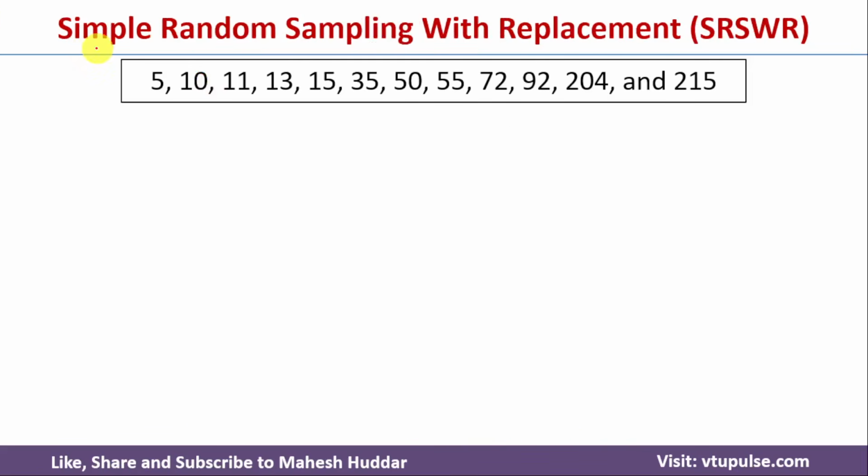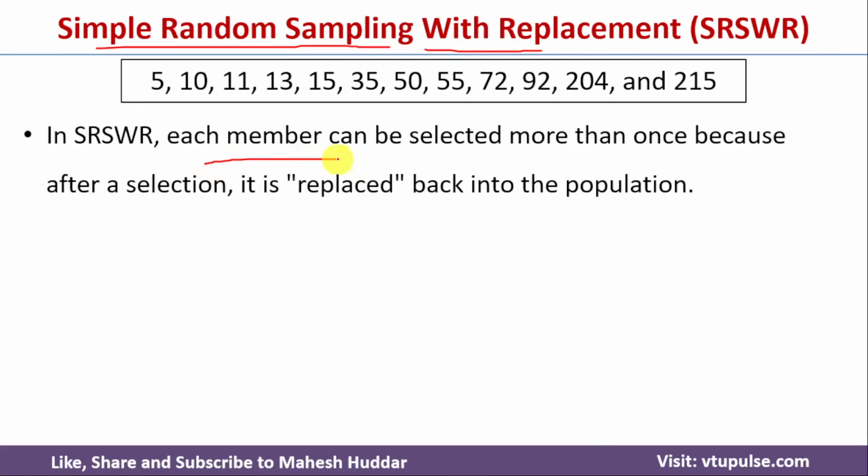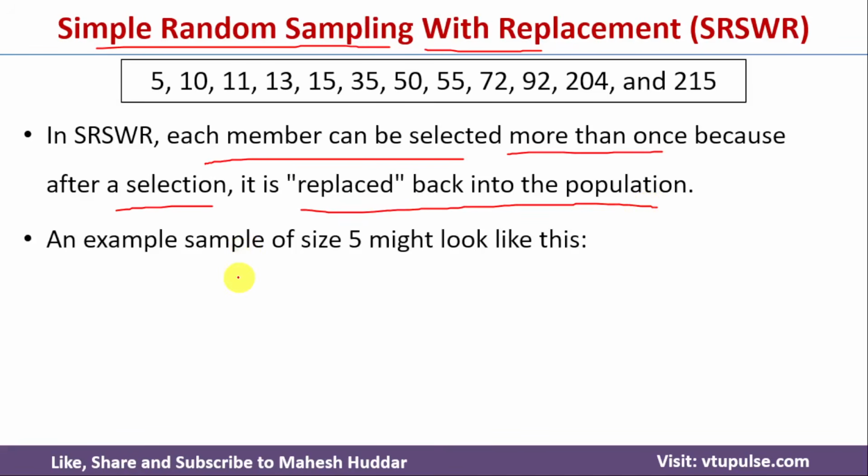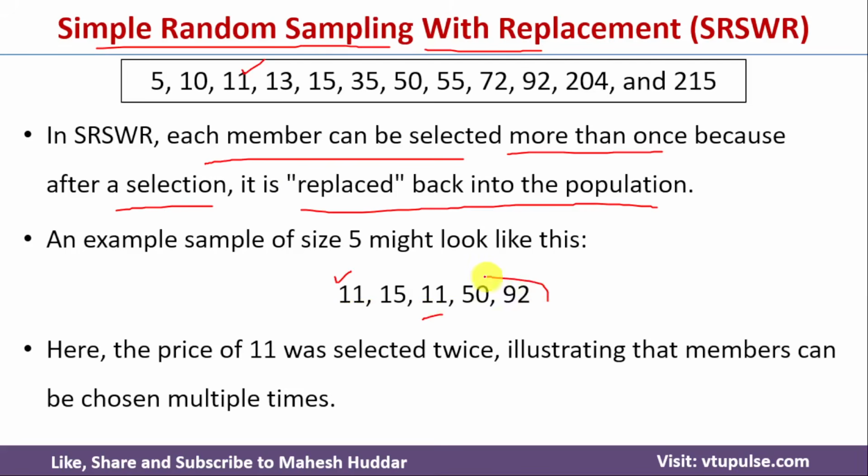Next, I will consider simple random sampling with replacement. In this technique, each member can be selected more than once because after a selection, it is replaced back into the population. So here we need to select 5 samples. Once I select the price as 11, it is replaced back into the data. So if I select the next random price, there is a chance of selecting 11 again. Here we can see that in these 5 samples, 11 is selected twice. So it illustrates that a member can be chosen multiple times.